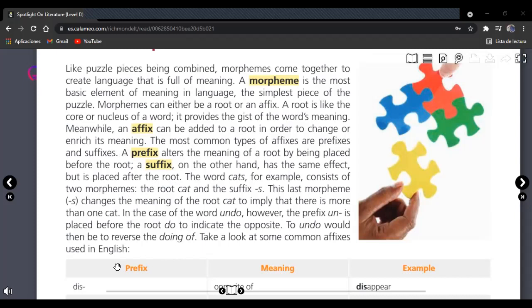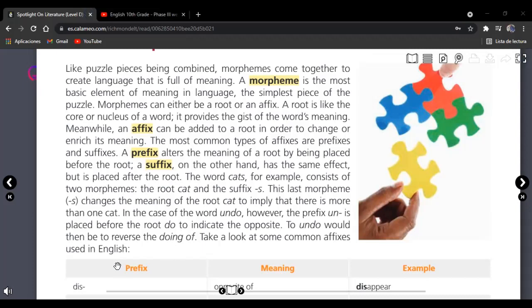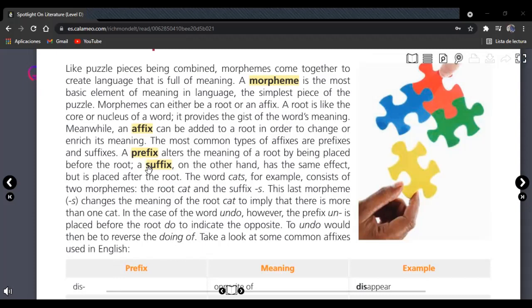A prefix alters the meaning of a root when placed before the root. A suffix, on the other hand, has the same effect, but is placed after the root. Thank you so much. So basically, a prefix and a suffix do the same thing. They have the same function in a word. They alter the meaning. The difference between those two is that the prefix is attached at the beginning of our root word, and the suffix is attached at the end of a root word.